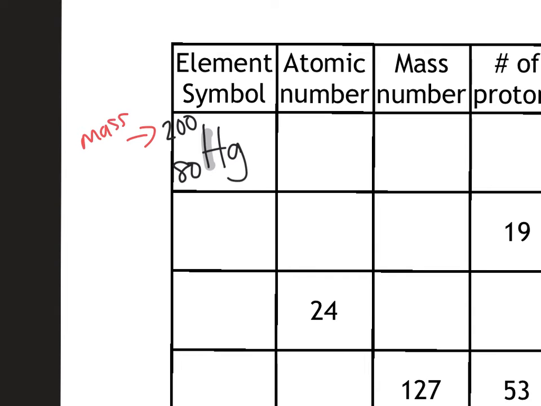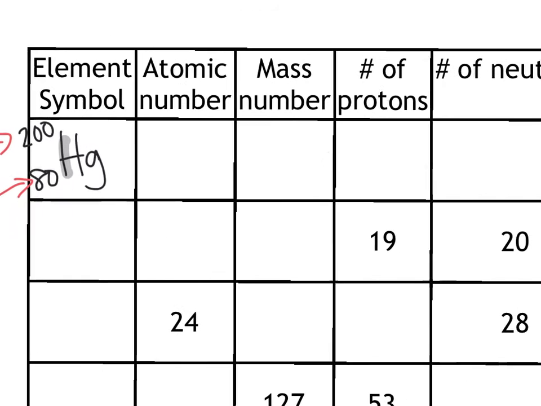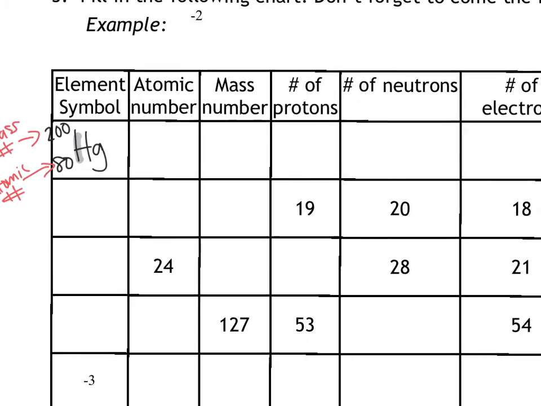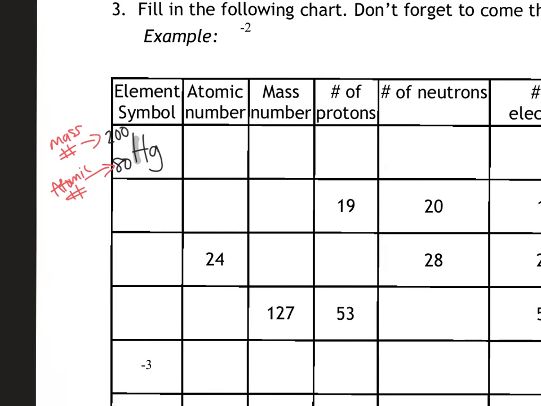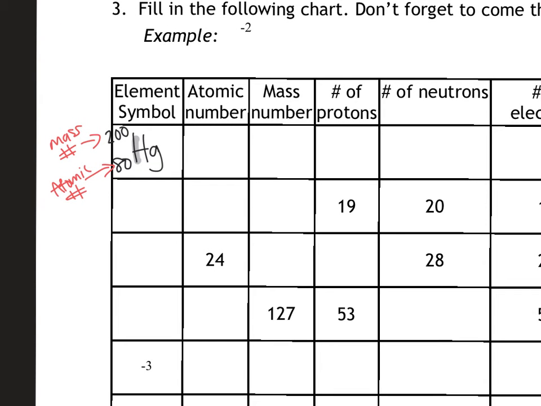This is how we write the element abbreviation. The mass number is on the top, and it's always the bigger number. The bottom number is the atomic number that we find on the periodic table. Now we have to fill in this table. We have to figure out the atomic number, which we can just look at what they have written there, the mass number, protons, neutrons, and electrons.